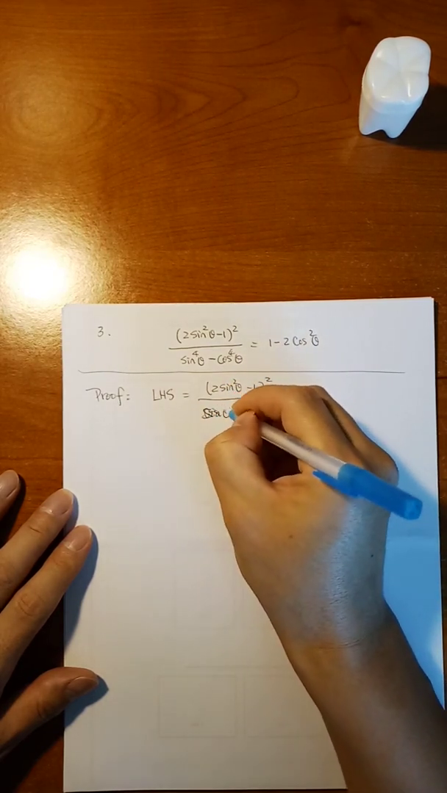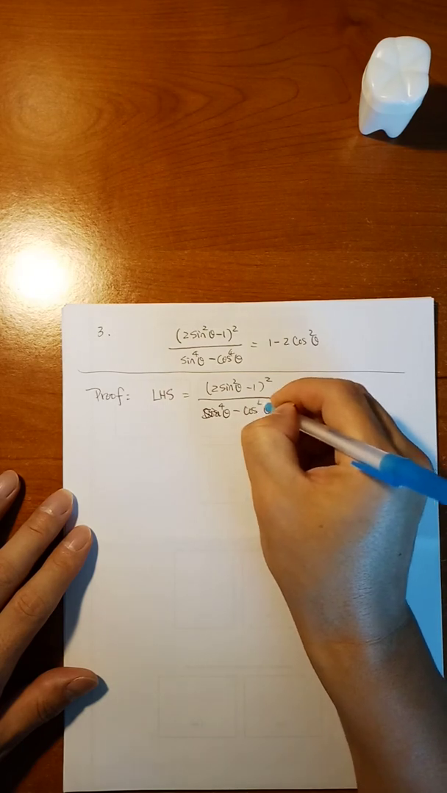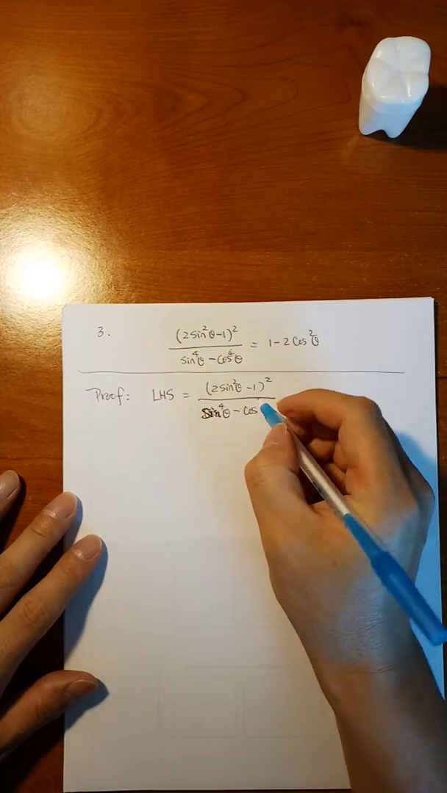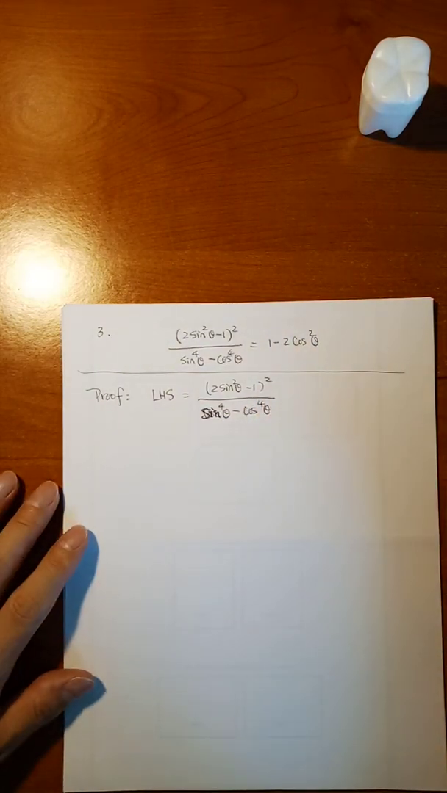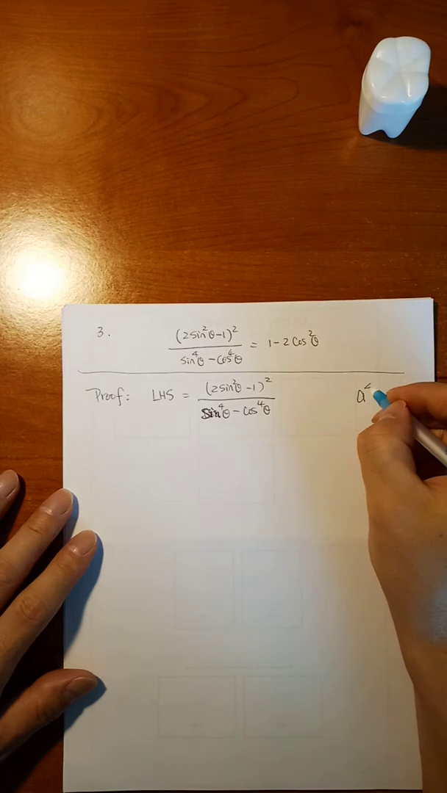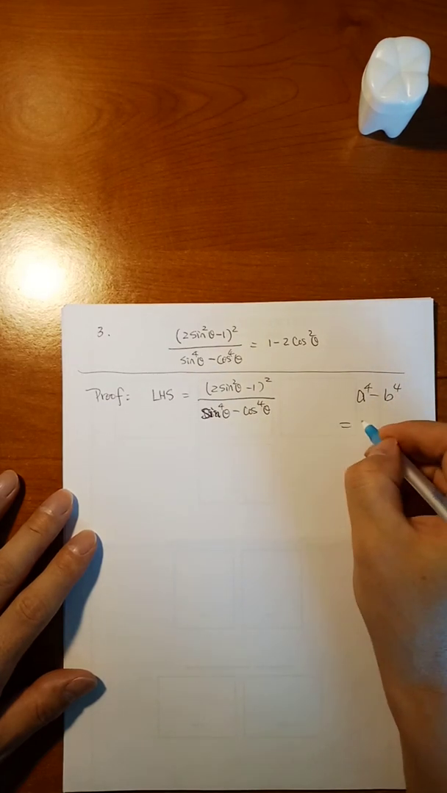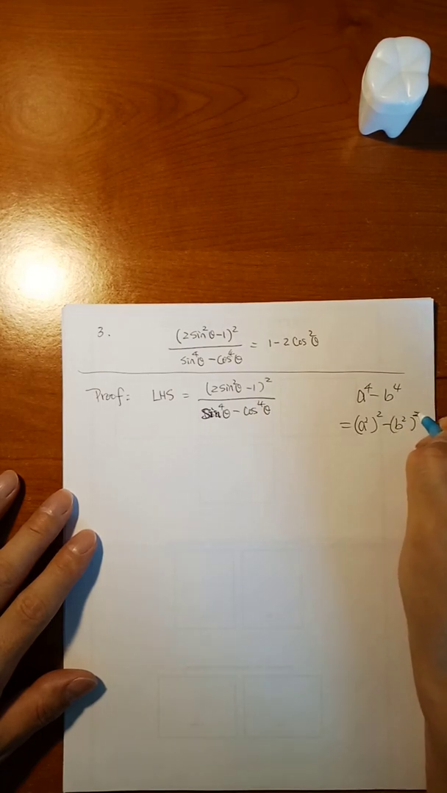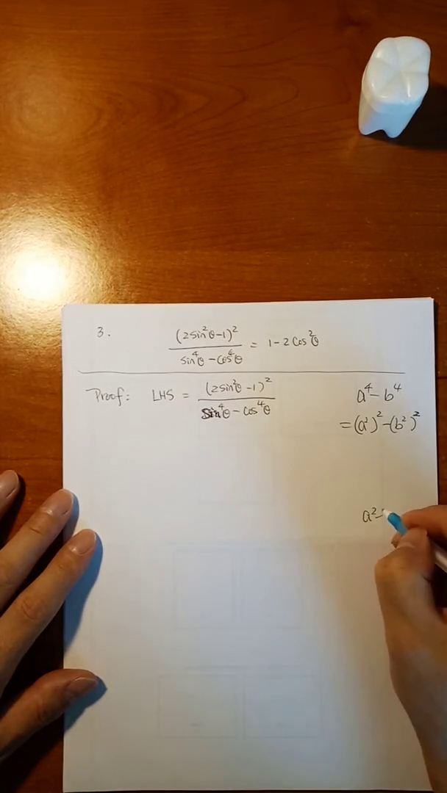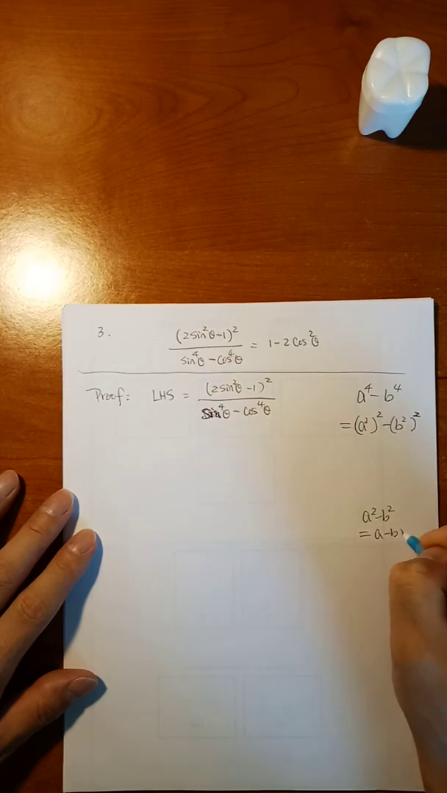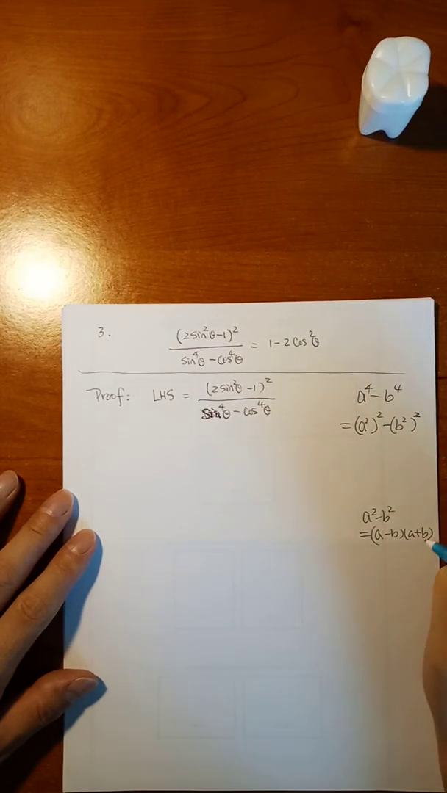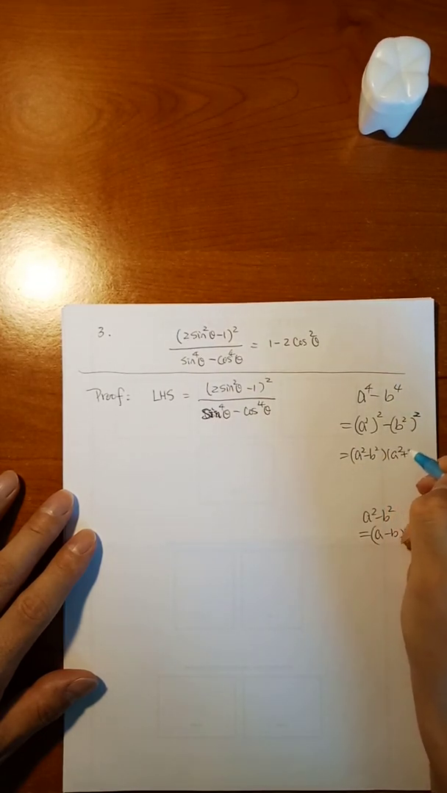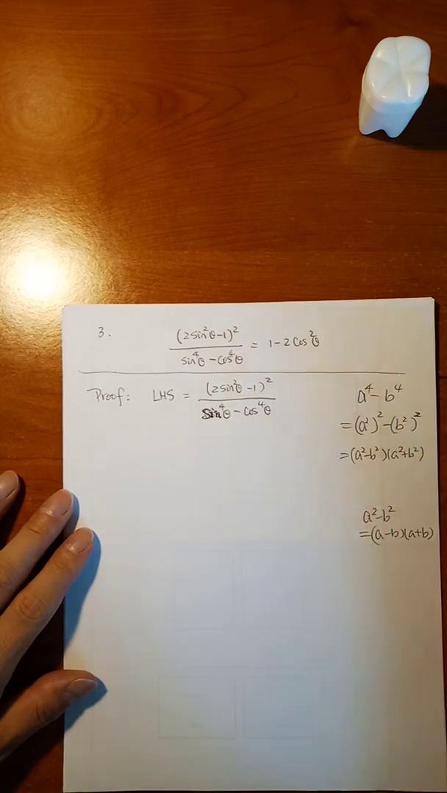Sine theta to 4 minus cosine theta to 4. For the numerator, let's leave it there, because the numerator does not give us any suggestion. But for the denominator, a to 4 minus b to 4, you can consider it as a square minus b square. And remember, a square minus b square is a minus b times a plus b. So here it becomes a square minus b square times a square plus b square, if you have a to 4 minus b to 4.